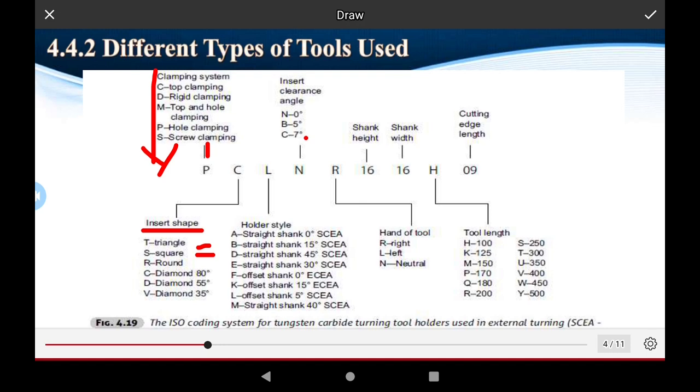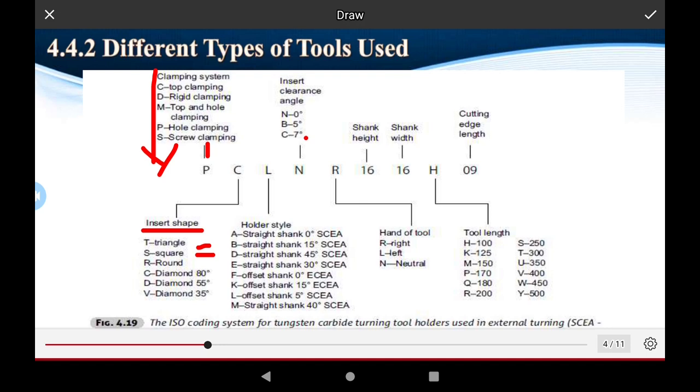Okay, drilling tools is the tail part of the shank of the tools. B is the straight shank at 15 degrees, D is the straight shank at 45 degrees, and E is the straight shank at 30 degrees. F is the offset shank at 0 degrees, K is the offset shank at 15, L is the offset shank at 5 degrees, and M is the straight shank at 40 degrees.